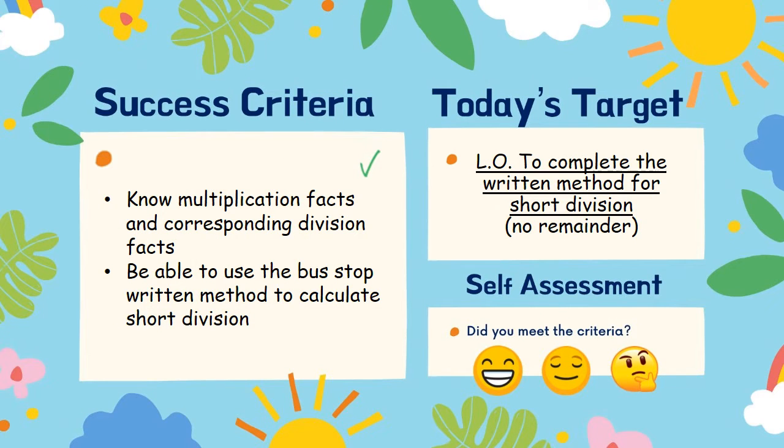Today's learning objective is to complete the written method for short division. It'll be really helpful if you know your multiplication facts and, more importantly, the inverse, the opposite to your division facts. And by the end of the lesson, you'll be able to use the bus stop written method to calculate short division.